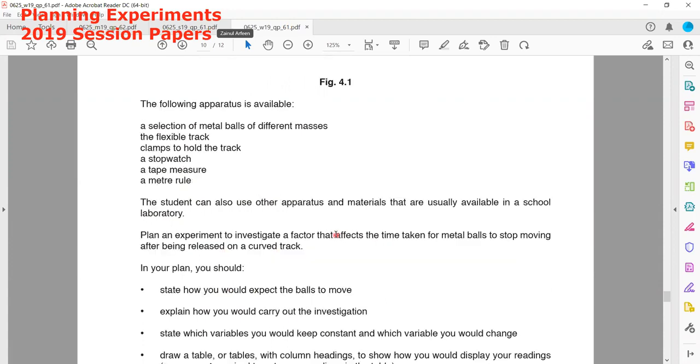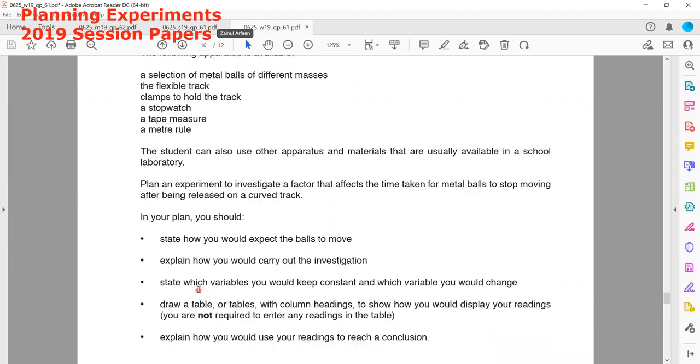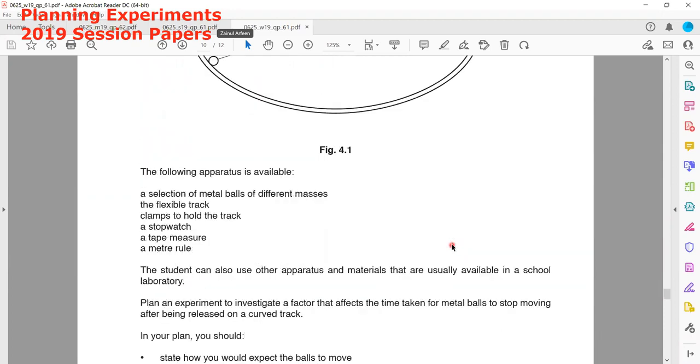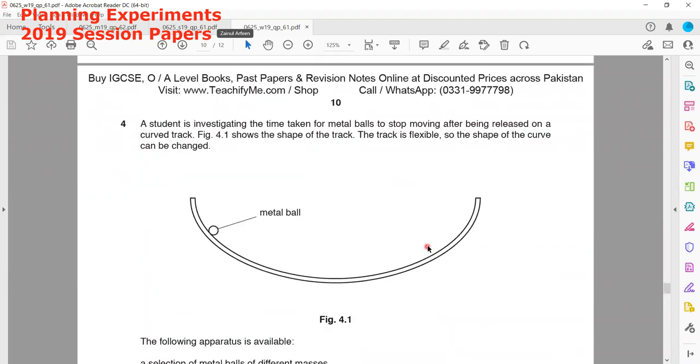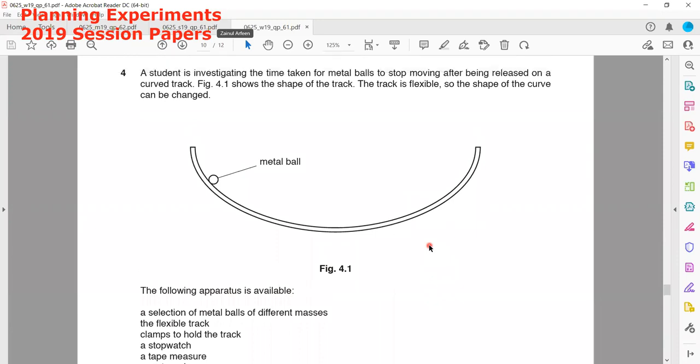Explain how you would carry out the investigation. As they did not mention which variable we are investigating, we can change any of the variables. We can keep the vertical height from which the ball is released the same and change the type of the ball, or we can change the slope of this curved surface by making it more bent, keeping the height and the ball the same. But better, we can investigate any one of them.